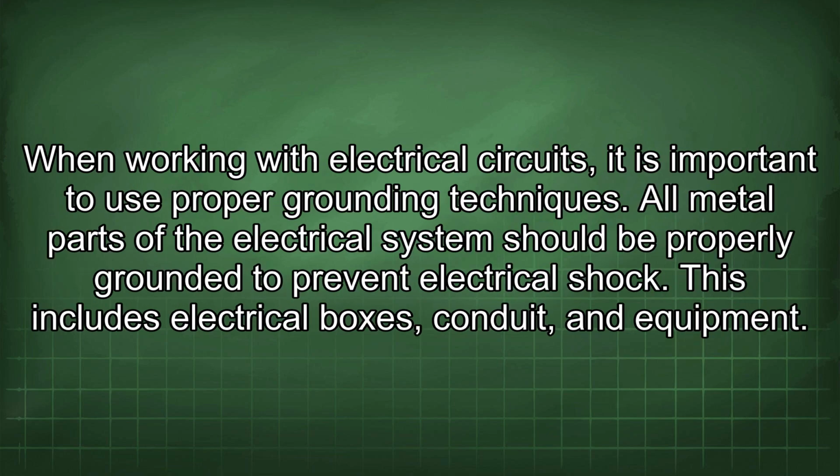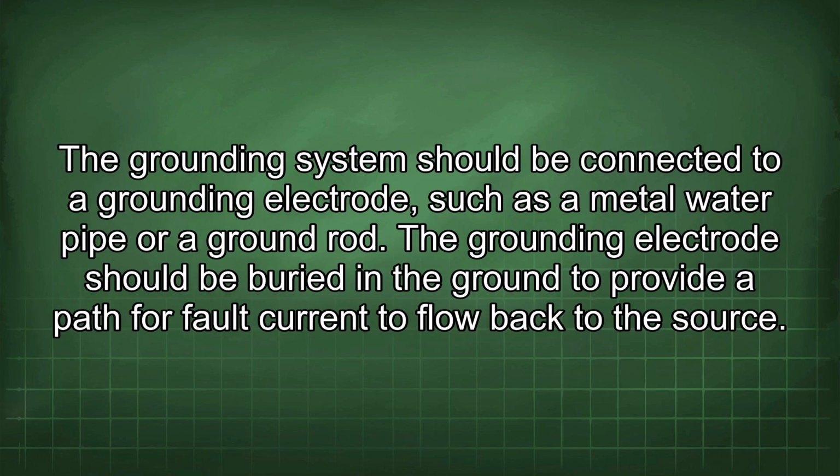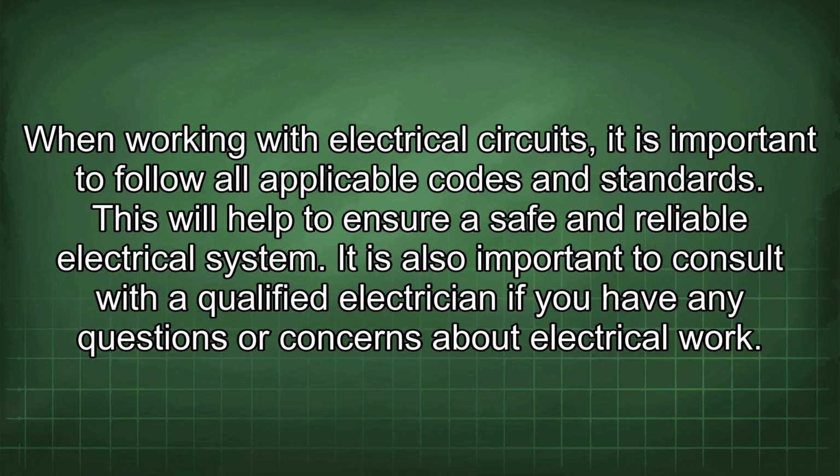When working with electrical circuits, it is important to use proper grounding techniques. All metal parts of the electrical system should be properly grounded to prevent electrical shock. This includes electrical boxes, conduit, and equipment. The grounding system should be connected to a grounding electrode, such as a metal water pipe or a ground rod. The grounding electrode should be buried in the ground to provide a path for fault current to flow back to the source. When working with electrical circuits, it is important to follow all applicable codes and standards.